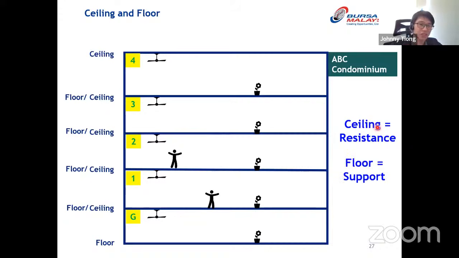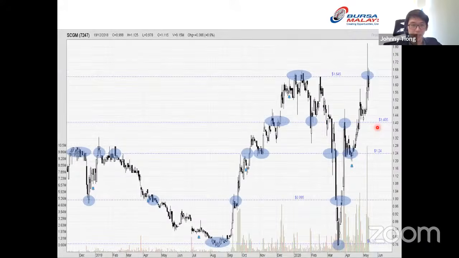So we move this context to the price, to the chart. This is one of the stocks, SCGM, one of the plastic packaging companies in Malaysia, also venturing into masks. I draw the support and resistance 1, 2, 3, 4, 5. So again, this is our condominium level G, 1, 2, 3, 4. I'll just illustrate from the stock here.